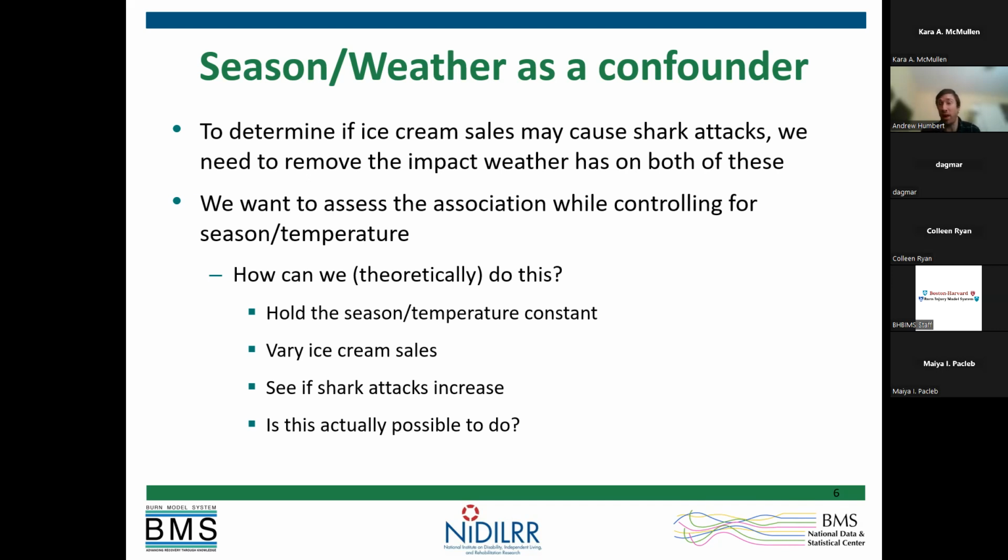Again, is this actually possible to do? I think you'd be hard pressed to get all the ice cream vendors and say, this week I want you guys to just not sell any ice cream and just completely lose that business. It's not feasible to implement this study, but this is the idea of what we want to do when we want to try to address confounding. We want to be able to control that potential confounder and see, is there still a relationship between our predictor of interest, in this case ice cream sales, and our outcome, shark attacks?